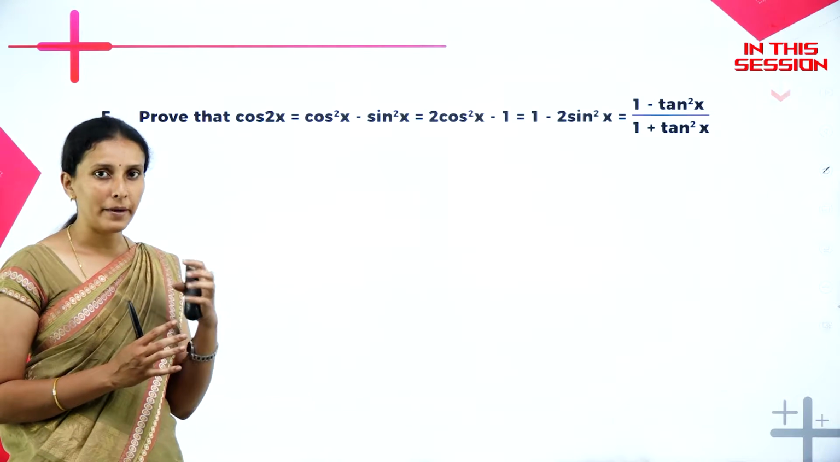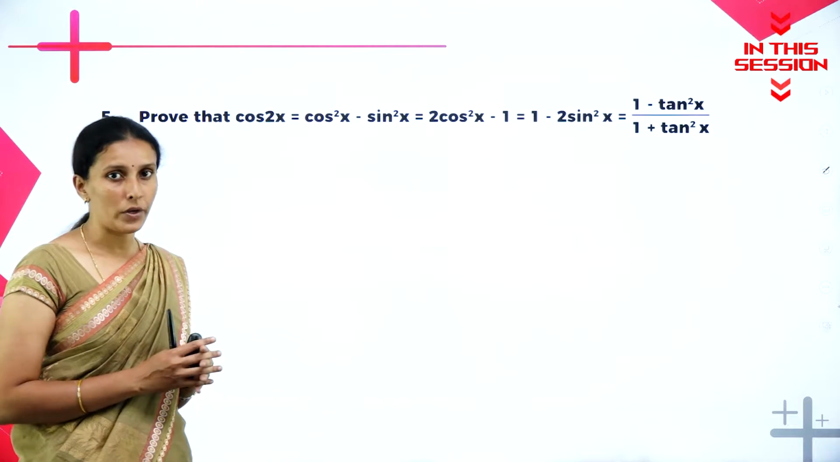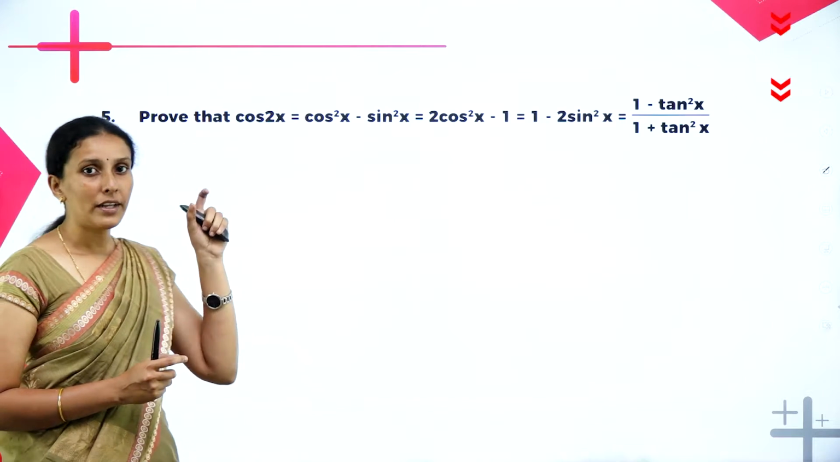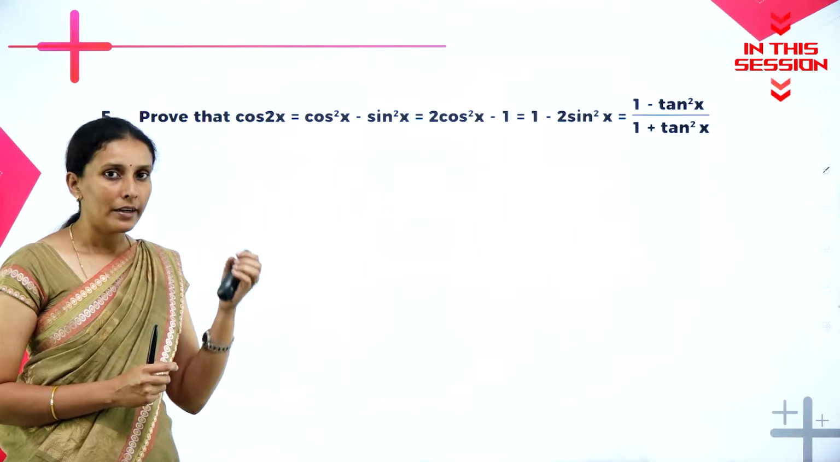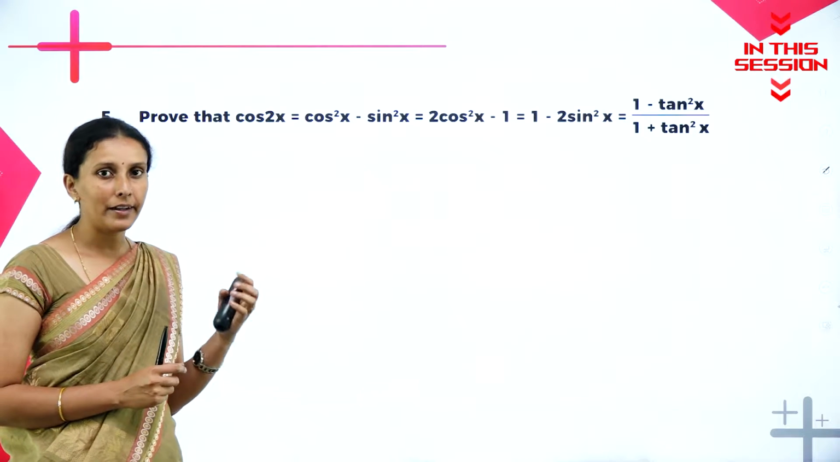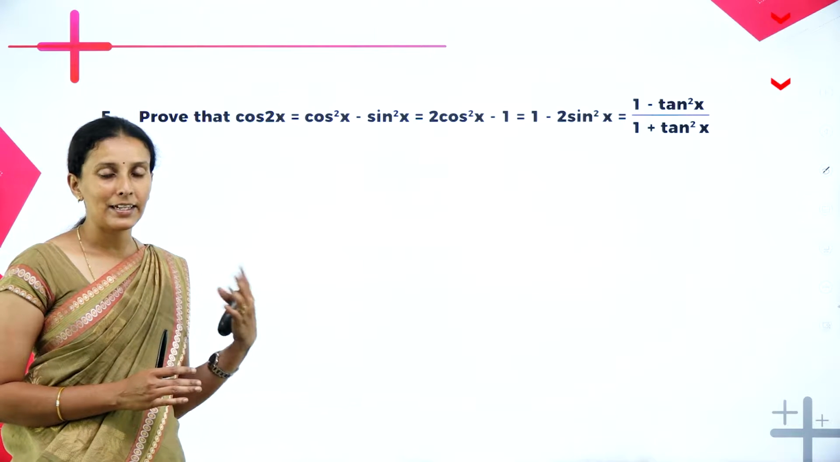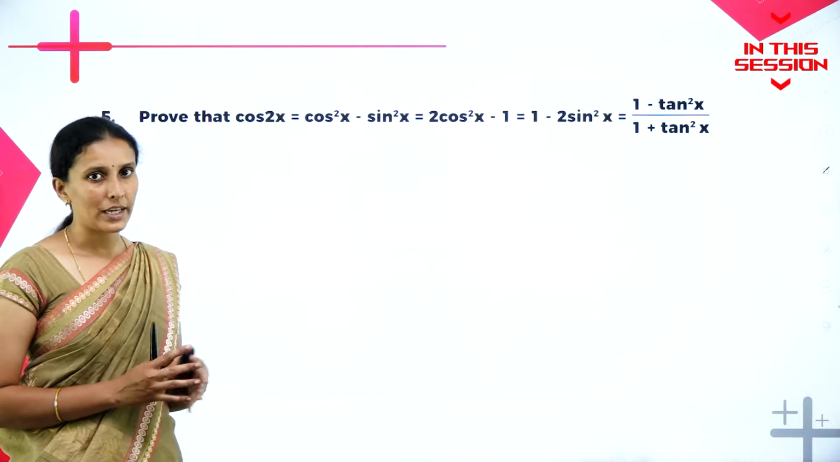Angles multiplied by a natural number or any whole number. So we know what is cos x. We'll just derive the formulas or identities related to cos, sine and tan for 2x, 3x angles.